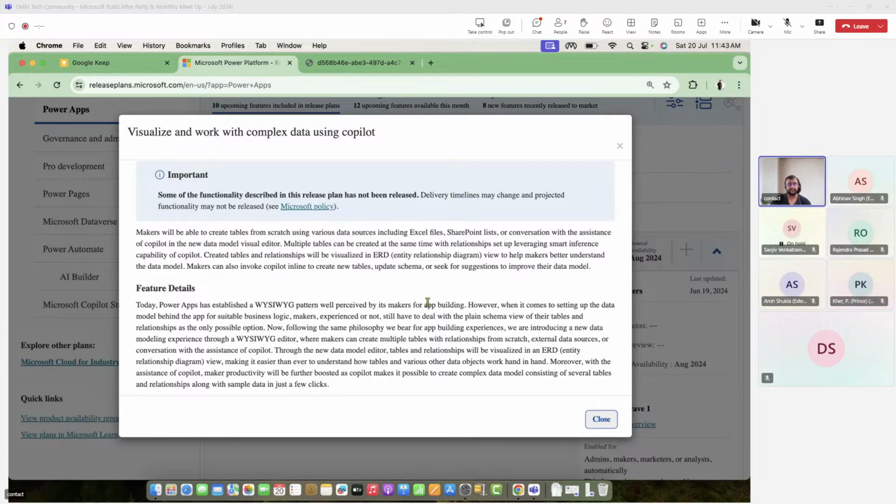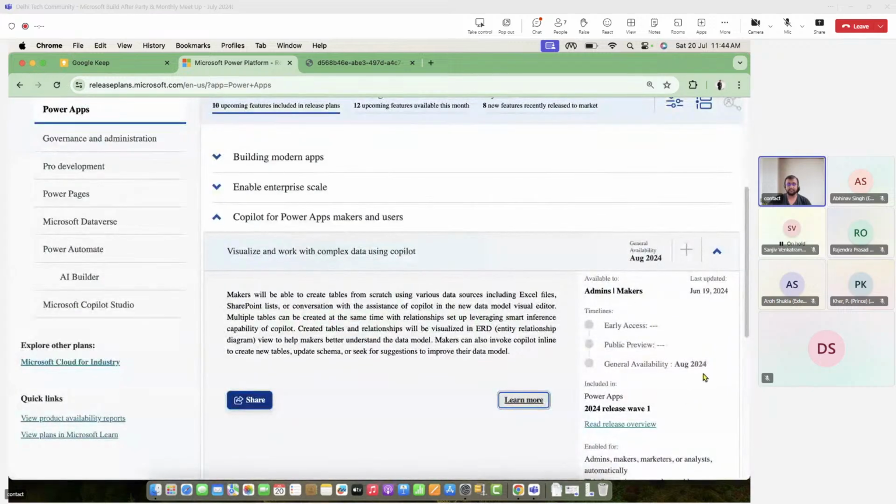So what happened here is, earlier with Copilot, you were able to create the app with only one table. But right now, even with a complex ER diagram or a complex structure, if you want to create anything, you will be easily able to create it with the help of Copilot and Power Platform. So now it comes with that functionality, like multiple relationship tables and everything. You can do it with the help of Copilot, and slowly it is getting more mature as well. And again, this feature will be generally available in August 2024, which is cool.